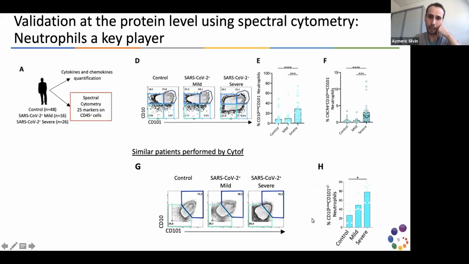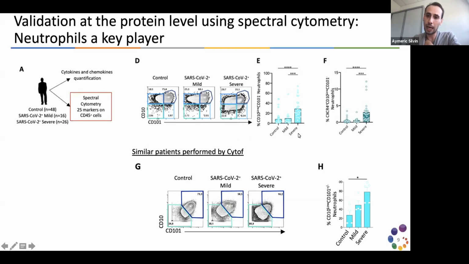And then we decided to validate some of the targets that we could by spectral cytometry. And here is the validation. So same thing again, we performed the analysis with a new panel. We could observe again on a bigger cohort this time because we had in total 48 controls, 16 mild and 26 severe. We could observe also the loss of CD10 and CD101 in severe patients.